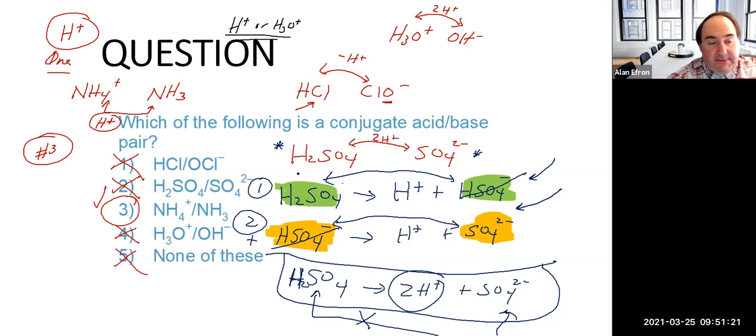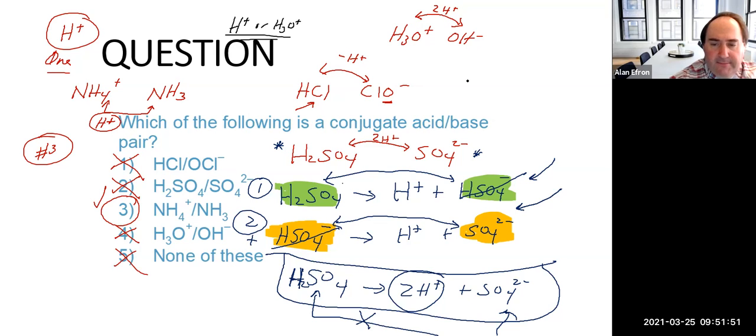A lot of times, I will probably use H plus most of the time, but in almost every instance, if I write H plus, you could pretty much replace it with H3O plus. The real difference is, as we saw last time, that if you write a reaction for an acid dissociating in water, and you include the water in the reaction, that's how you'll get the H3O plus.